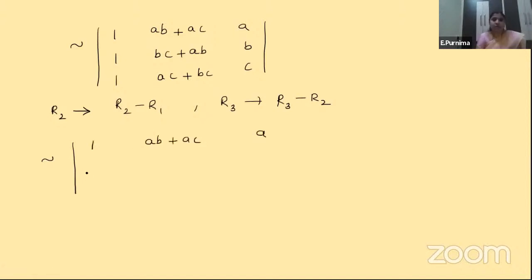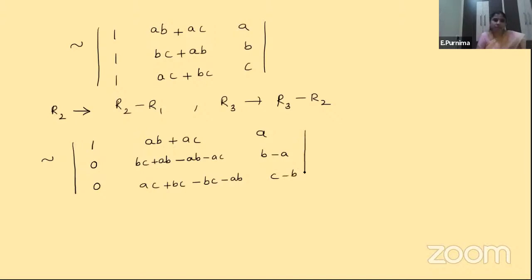Next, R2 tends to R2 minus R1. What does that mean? R2 is 1, R1 is 1, so R2 minus R1 gives 1 minus 1, which becomes 0. Next, the second element: BC plus AB minus R1. What are the elements in R1? AB minus AC. So here it is B minus A. Next, here also 1 minus 1 is 0. Then AC plus BC, R3 minus R2. What are the elements in R2? Minus BC minus AB. And here it is C minus B.